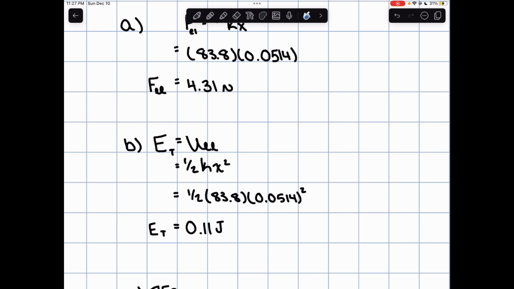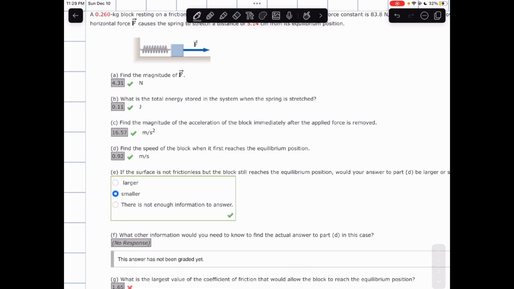So then we can start by writing an equation that the total energy is all equal to the energy stored elastically. Then we can plug in our equation for elastic energy, which is 1/2 kx squared. From there, we plug in the given values, k and x, plug into our calculator, and get that the total energy is 0.11 joules. Now, let's take a look at part C.